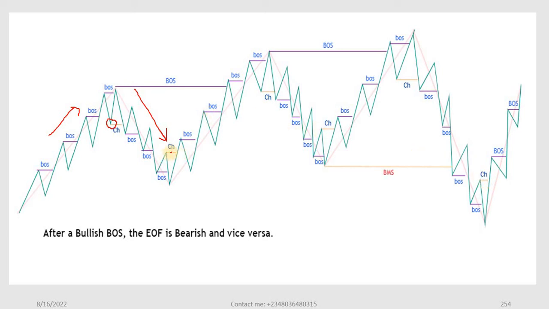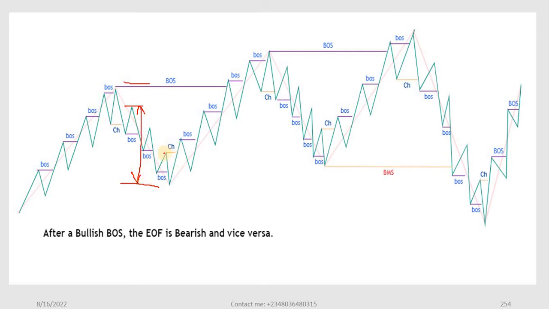Now, is it all the time that a change of character will actually lead to a change of trend? Not all the time. If not, trading would have been very, very easy. If every time we have a change of character, we have a change of trend, it's so easy to trade this. You can just make here your entry price, put your stop loss above this high, and then you capture all of this move as your profit. It would have been so easy to trade.